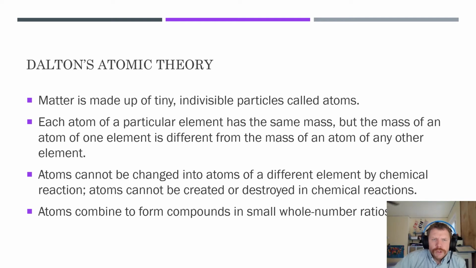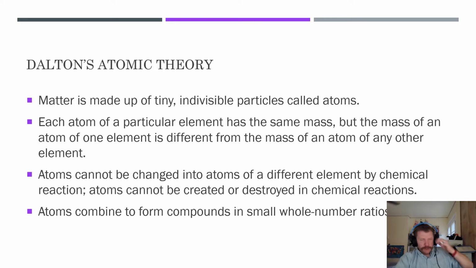It was the theory of John Dalton that matter is made up of tiny indivisible particles called atoms. Each atom of a particular element has the same mass, but the mass of an atom of one element is different from the mass of an atom of any other element. With this theory, atoms cannot be changed into atoms of a different element by chemical reaction, and atoms cannot be created or destroyed in chemical reactions.